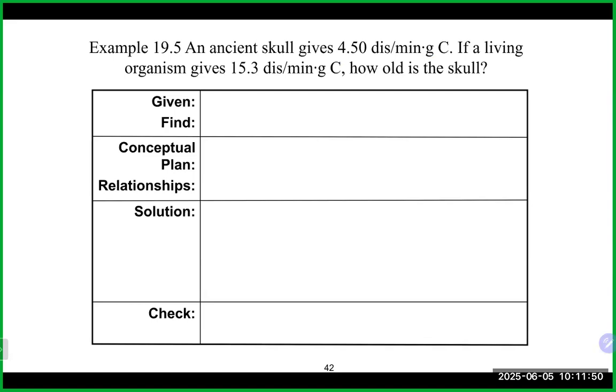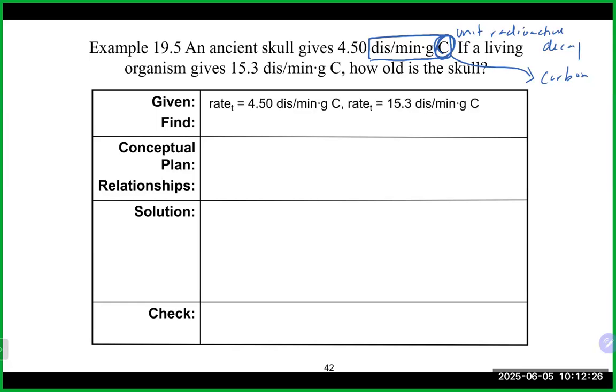So once you give this a go here, an ancient skull gives 4.5 disintegrations per minute per gram of carbon. And this is actually a unit of radioactive decay. What people sometimes mess up on is the C here is actually carbon, not Celsius or anything like that. The purpose of seeing the carbon there is that it tells us what half-life we need to use, which is the one we saw on the previous slide. We would want to use the half-life of carbon, which as we saw is 5730.